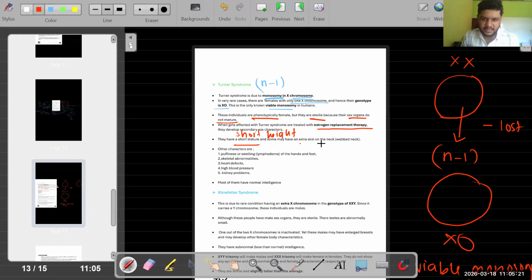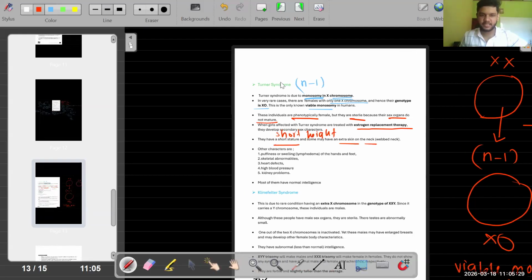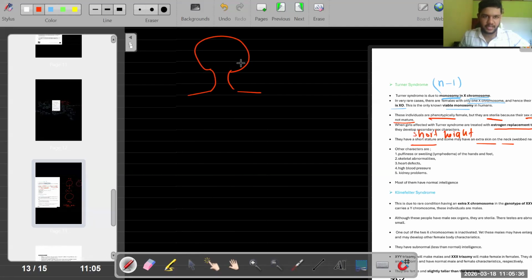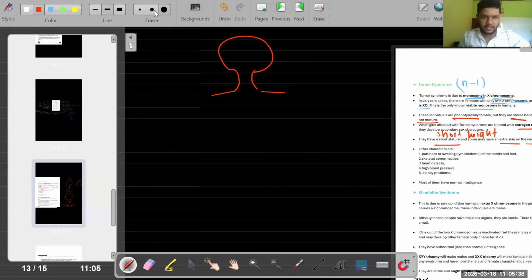Some may have extra skin on the neck. Normally we have a curve here on the neck, but they have a complete solid part. Now, if you see, this is how it looks. A normal person has a head like this, and it looks like this.